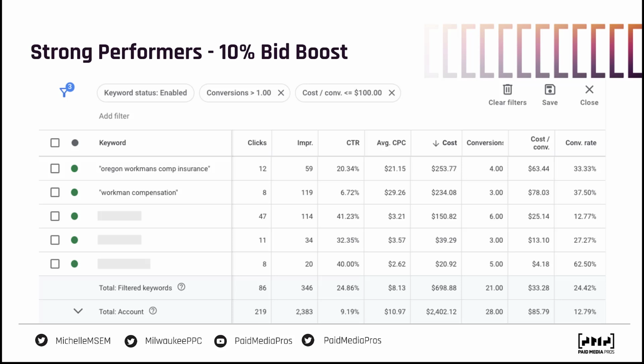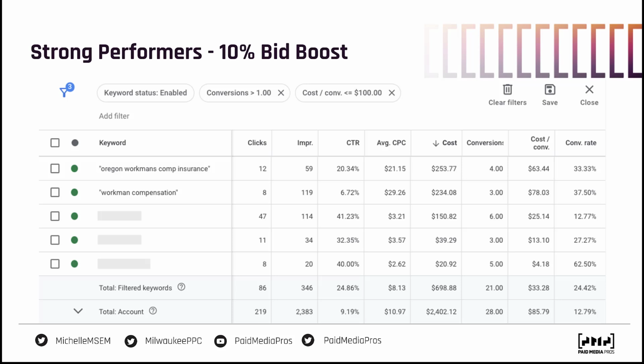So first, let's look at some strong performers. You can see on the screen here that we have things filtered for enabled keywords with more than one conversion, and cost per conversion is less than $100. You can then easily save these filters so that you only have to do them once. Just go back, click the button, find it really easy again. But here we have 5 keywords that are outperforming our CPA target. So these types of keywords would probably get about a 10% bid boost.